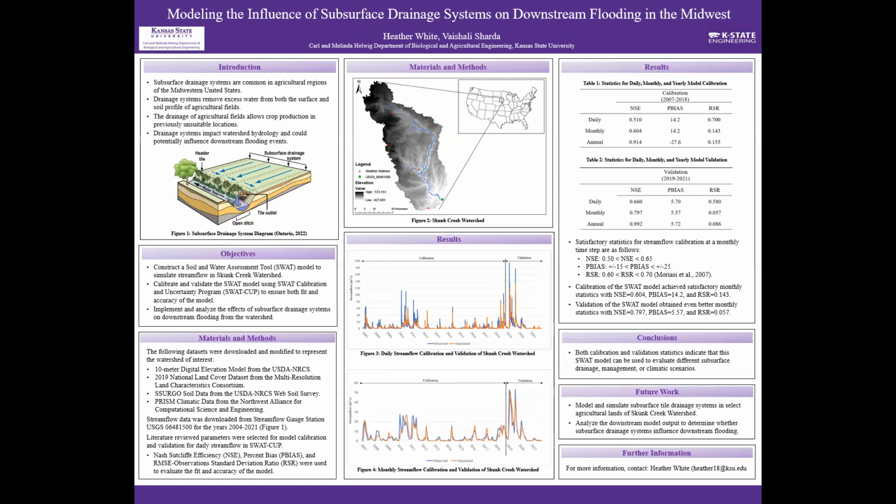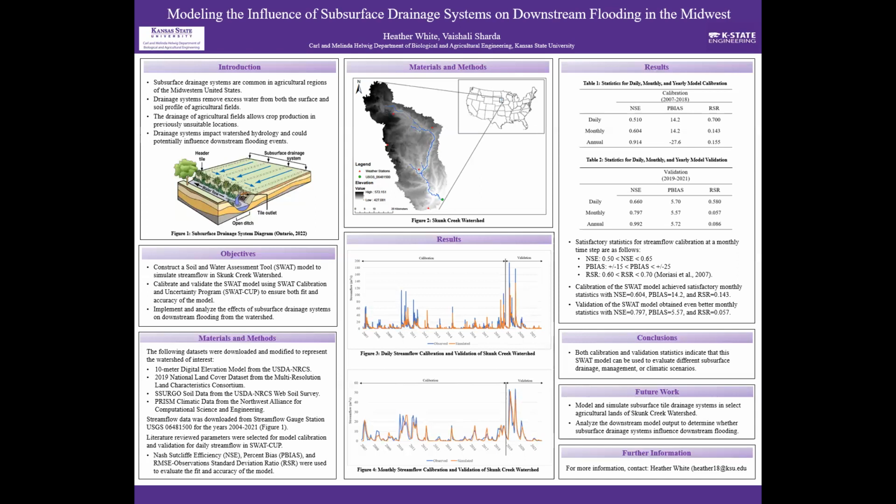To begin this project, I downloaded several data sets and modified them in ArcGIS to represent Skunk Creek watershed. Such data sets included a 10-meter digital elevation model, the 2019 National Land Cover Dataset, SSURGO soil data, and gridded PRISM climatic data. I also downloaded observed streamflow data from a USGS streamflow gauge station at the outlet of Skunk Creek watershed. Figure 2 depicts the digital elevation model, or topography, of Skunk Creek watershed. The red flags show the weather stations, and the green circle shows the USGS streamflow gauge station.